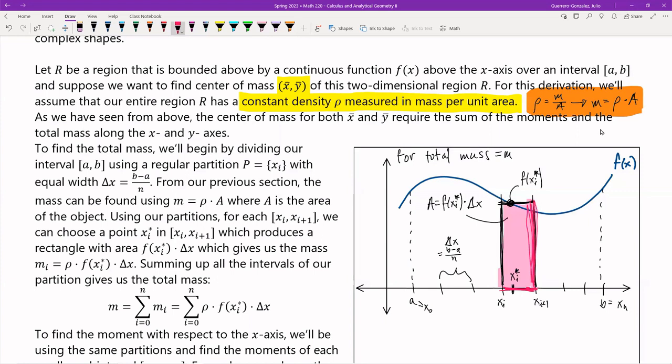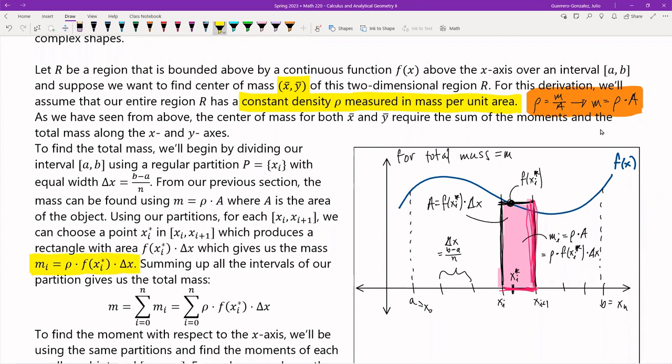Okay. So then therefore, the mass for this thing, our m_i, is going to be equal to our rho times our area. And for this particular rectangle, it's going to be rho times f of xi star, times delta x. That is the mass for that particular rectangle. So that's where we get this right here.